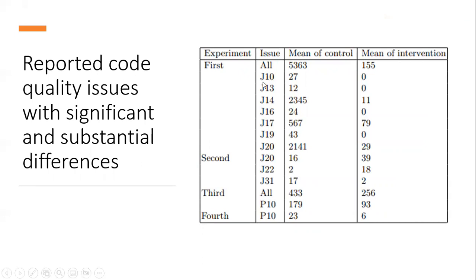Reported code quality issues with significant and substantial differences. As we can see here, many of those are a result of the first experiment, followed by the second, third, and last. We will discuss one by one.